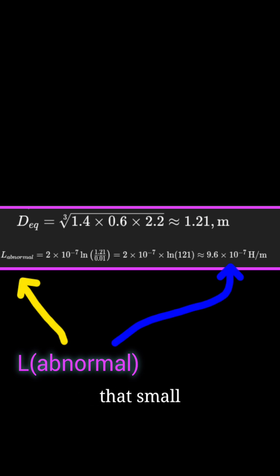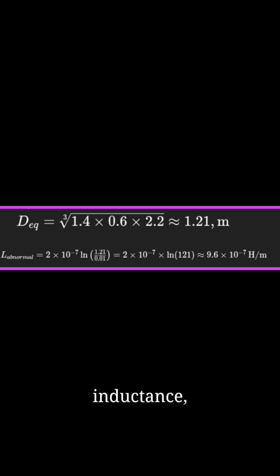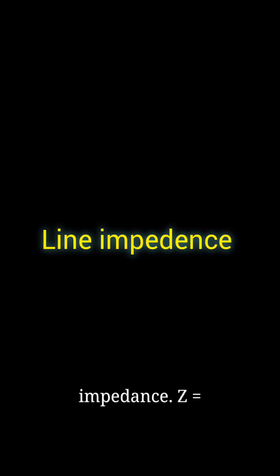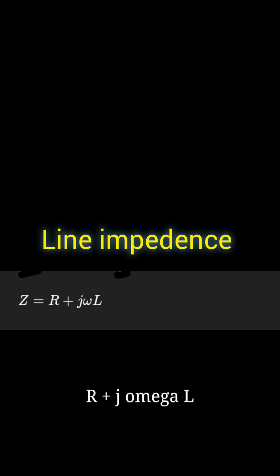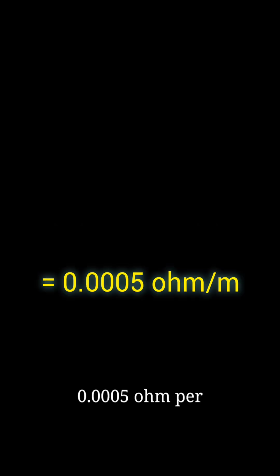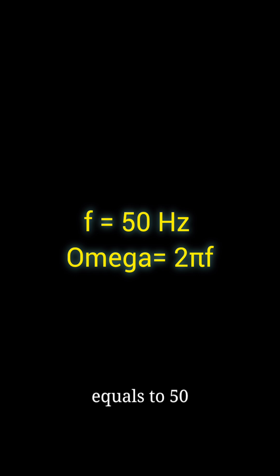So what we saw is that a small spacing difference gives a small change in inductance, which has an effect on impedance and current flow. Let's see how. Line impedance Z is equal to R plus j omega L, the formula for the line impedance in the transmission line, as we all know. So let's say R, the resistance, is equal to 0.5 ohm per kilometer, so 0.0005 ohm per meter. And the frequency is equal to 50 hertz. Thus omega is equal to 2 pi f, which is equal to 340.